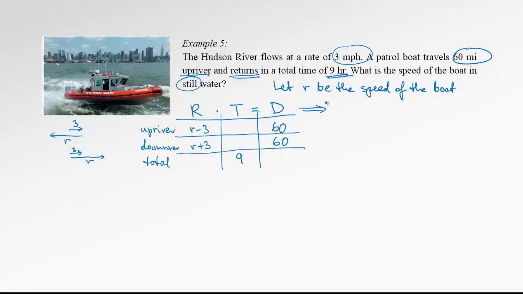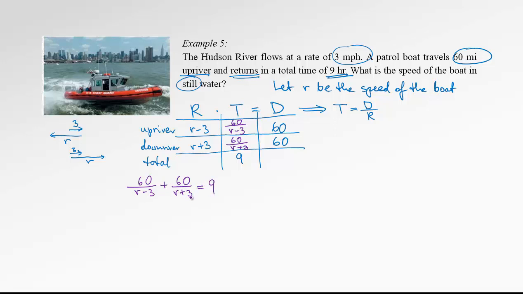To solve this formula for time, what we do, we divide distance by rate, isn't it? So we follow this recipe. Therefore, the expression for time upriver is this distance, 60 miles, divided by this overall rate, so it's 60 over r minus 3. While downriver is this distance over that rate, so it's 60 over r plus 3. Since we know that the total time is 9 hours, we're ready to set up the equation: 60 over r minus 3 plus 60 over r plus 3 is equal to 9.